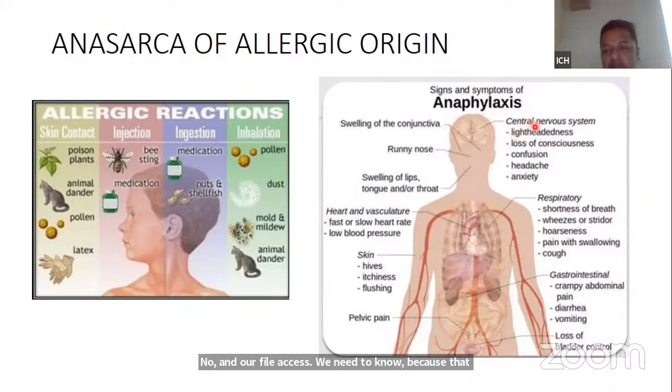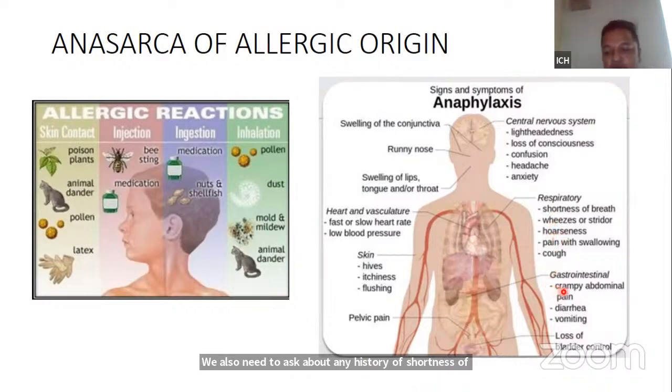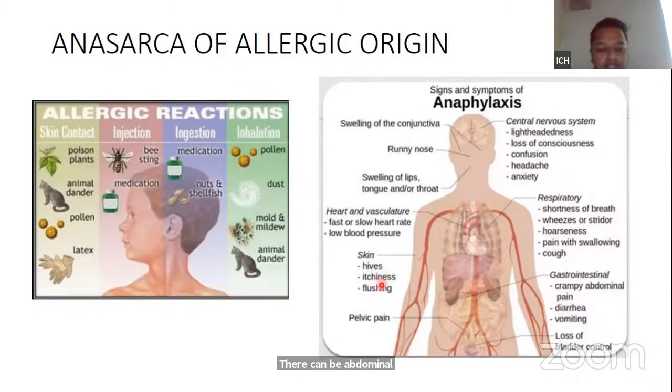Now, anaphylaxis we need to know because that is a medical emergency. The patient can come with lightheadedness, loss of consciousness, confusion, headache, and anxiety, which can be associated with swelling of lips, tongue, or throat. We also need to ask about any history of shortness of breath, and the patient can come with hoarseness of voice. There can be crampy abdominal pain, diarrhea, and vomiting, along with itchiness and flushing of the skin.